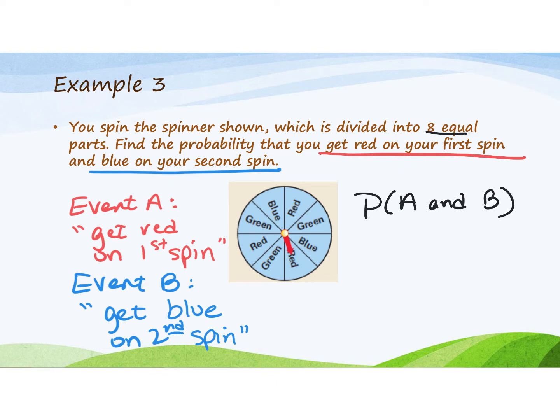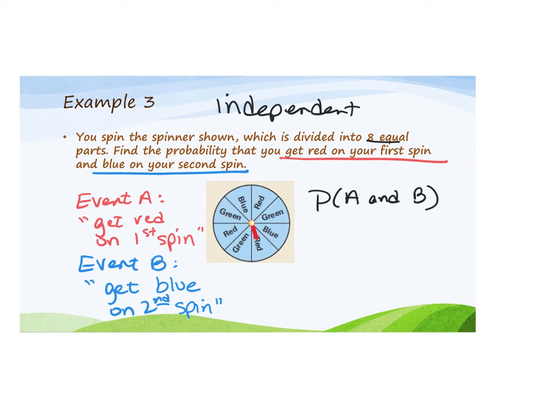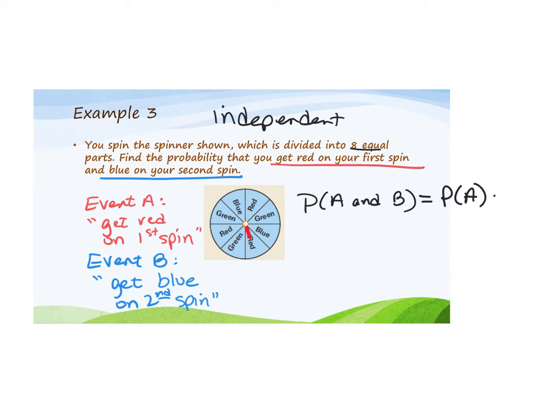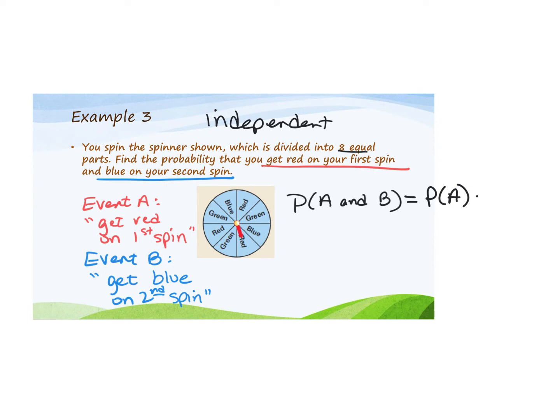Now, when you're dealing with the spinner, this is an example of an independent event, because when I spin the spinner, I don't take away that section that the spinner lands on. The spinner stays intact. So when I spin the spinner the second time, it's the same spinner. So these are independent events. So the probability of A and B is the probability of A times the probability of event B.